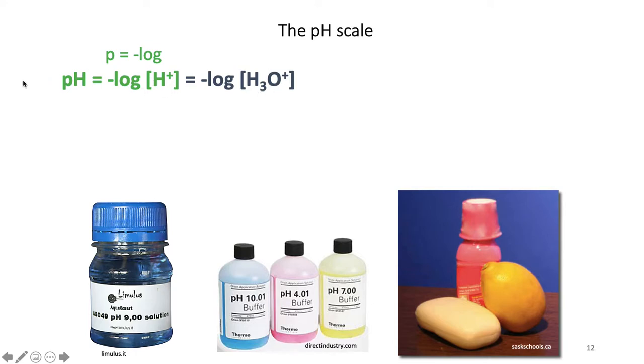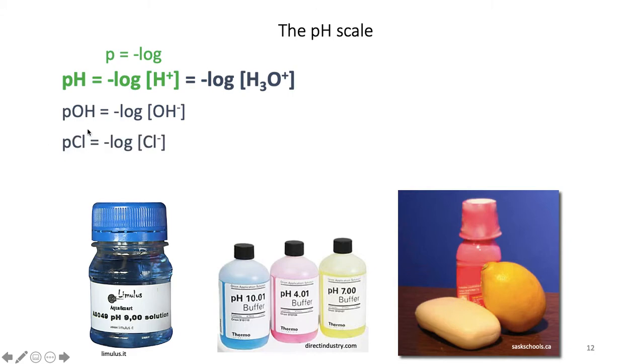But I can have other scales. I can have a pOH scale. The P, once again, stands for minus log. That doesn't change. What changed is the H became the OH. So now I look at the minus log of the concentration of the OH minus, not the H. So I have to have the concentration of OH minus to get the pOH value. Here I have to have the concentration of H or H3O plus to get the pH value.